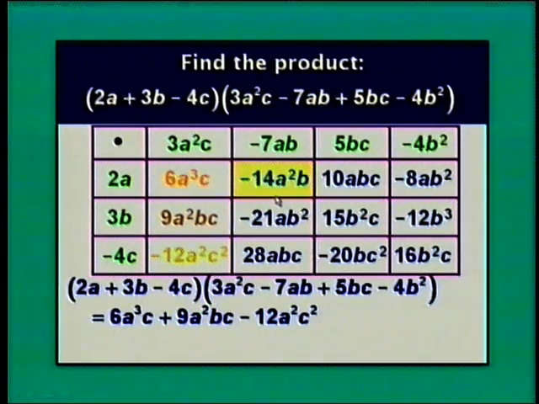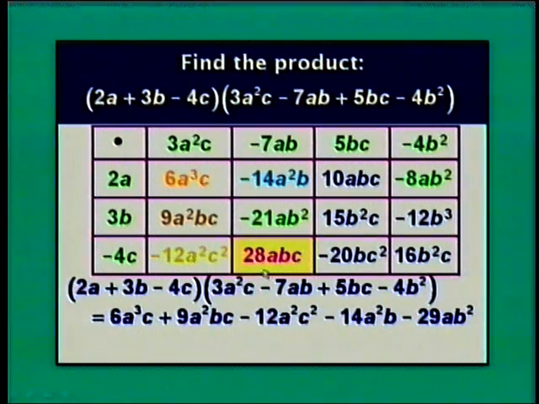Negative 14a squared b, this is a third degree term. Does this have any like terms? Looking through the table, I don't see any a squared b terms, so we'll write this down. Negative 21ab squared is another third degree term. Are there any other terms on the table with ab squared? This time there is, negative 8ab squared. When I add negative 21ab squared and negative 8ab squared, I get negative 29ab squared.